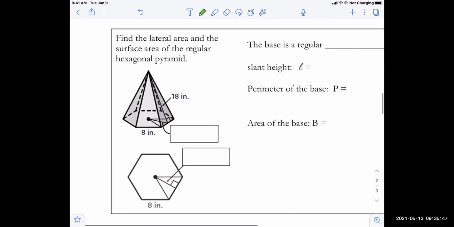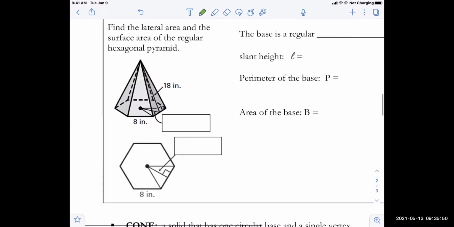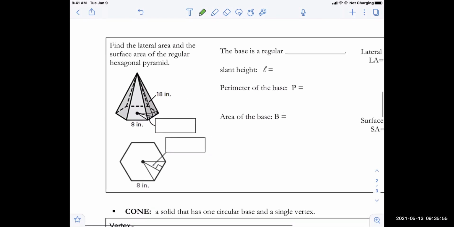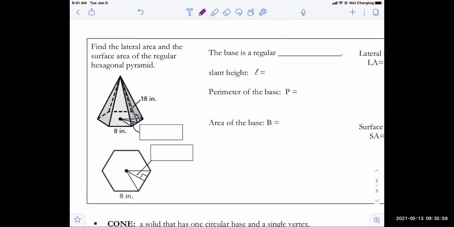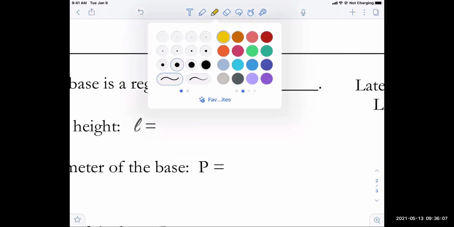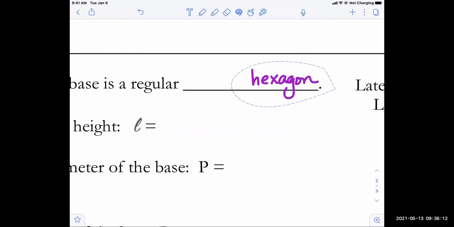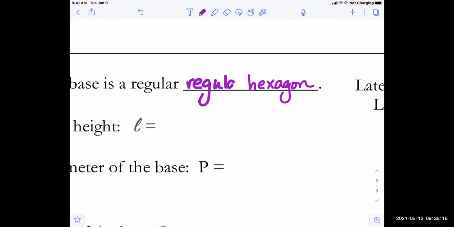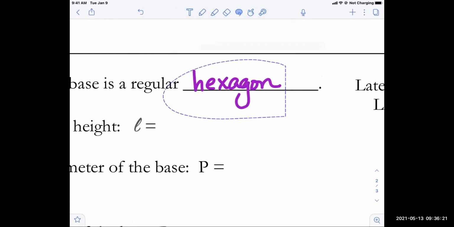Okay, find the lateral area and the surface area of the regular pyramid. So the base is a regular what? Hexagon. Now this one's going to be more difficult because our base is not a nice simple square. Our base is a regular hexagon. Actually, I should say regular there. Oh, it does say regular. Sorry. I don't have to say regular then.